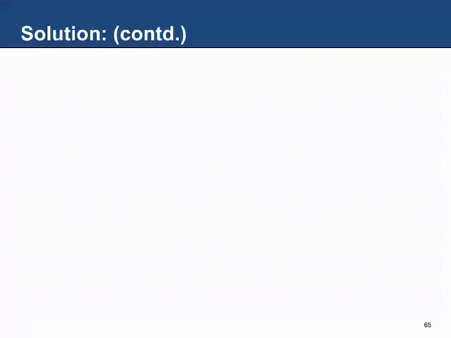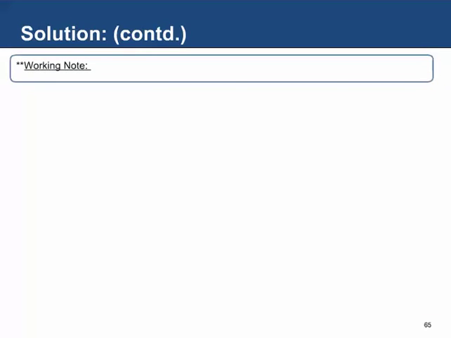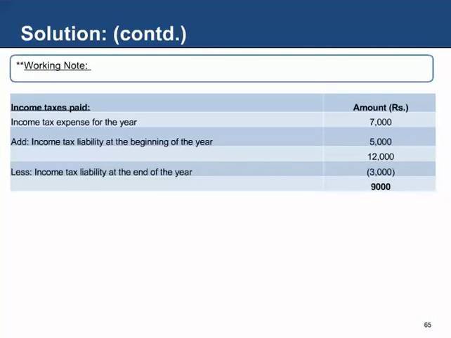So friends, we saw a working note being written in the answer for income taxes. Thus this is the working note. We see the income tax expense for the year as given in the profit and loss account is 7,000. Add income tax liability at the beginning of the year, 5,000, less income tax liability at end of the year, which is 3,000, will give us the cash outflow during the year of 9,000. This is how income taxes paid is required to be presented, and using this we are able to calculate the income taxes paid during the year and adjust that in our cash flows from operating activities.